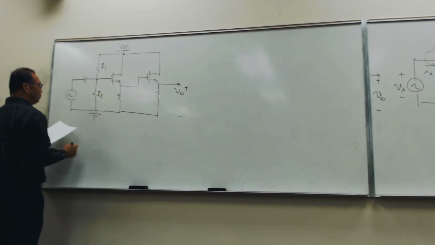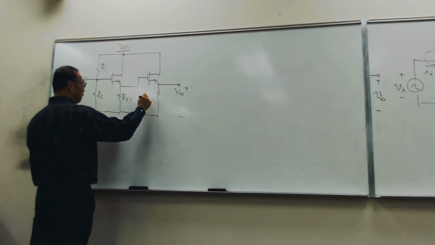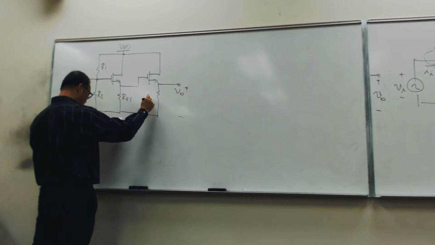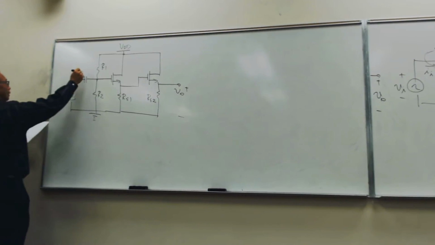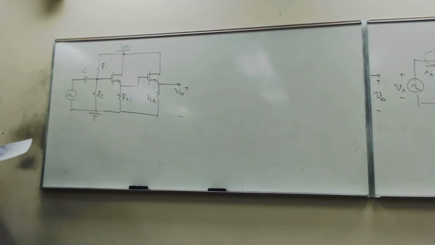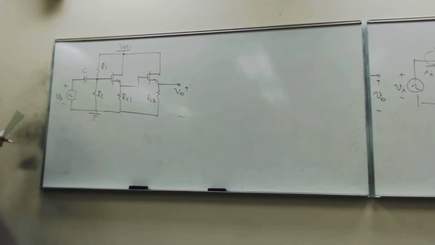R1, R2, RS1, RS2. This is a coupling capacitor C. This is the input voltage. This is I.